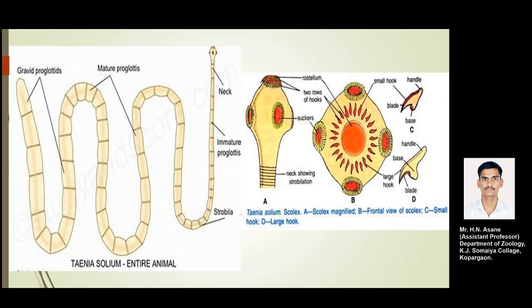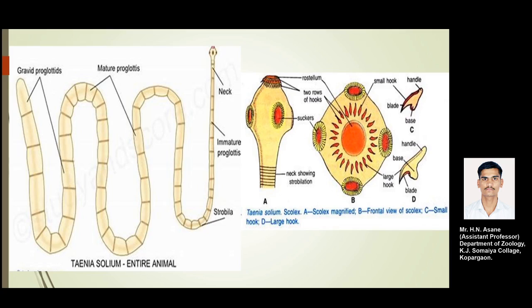Since these proglottids are budded off from the neck, those at the anterior are the youngest and those at the posterior end are the oldest proglottids, and they are present in the same individual.